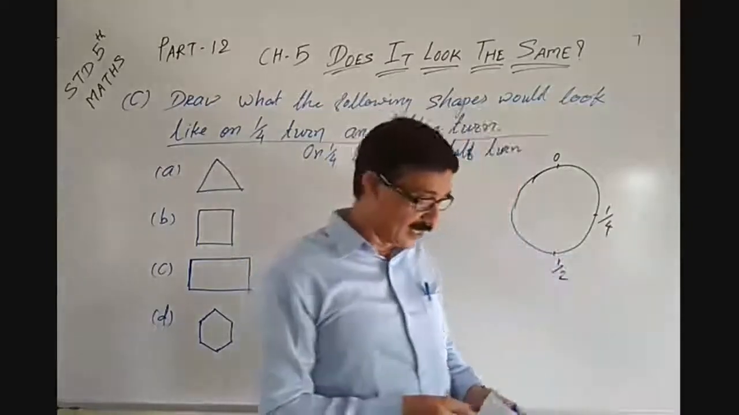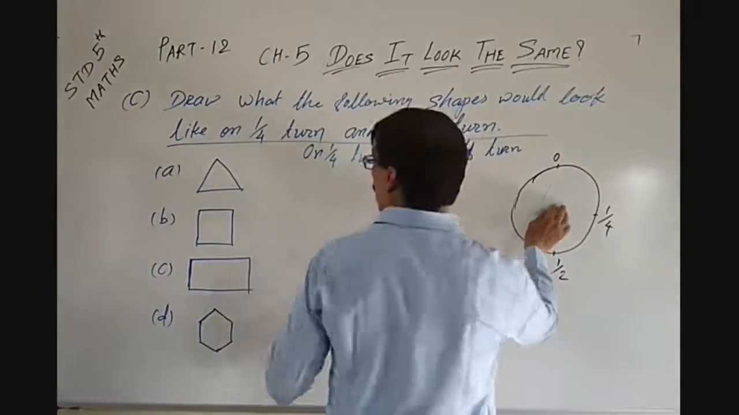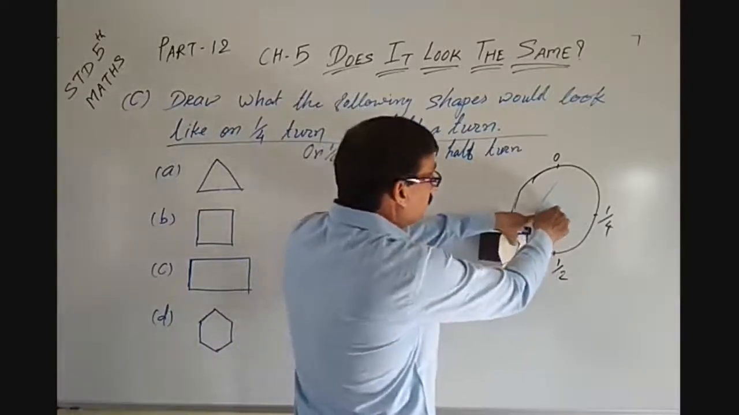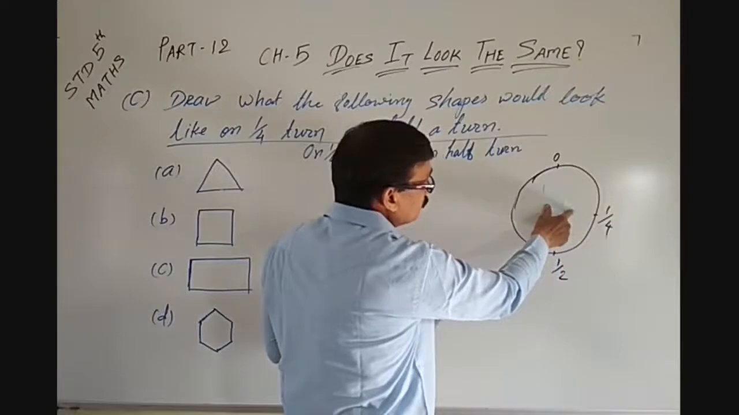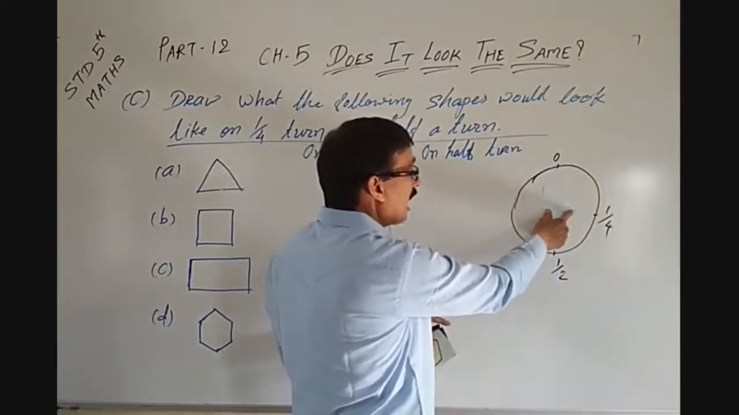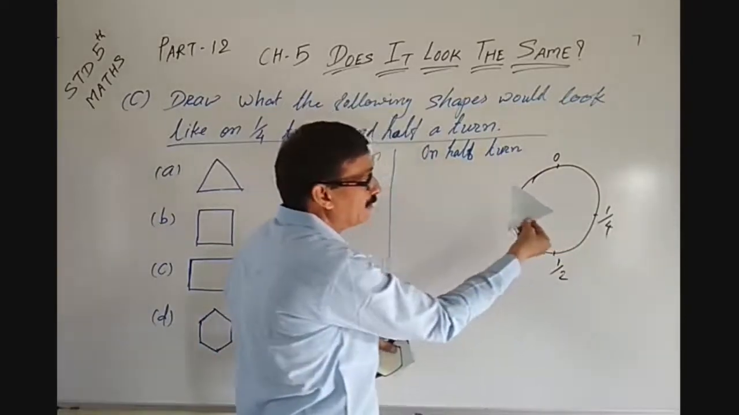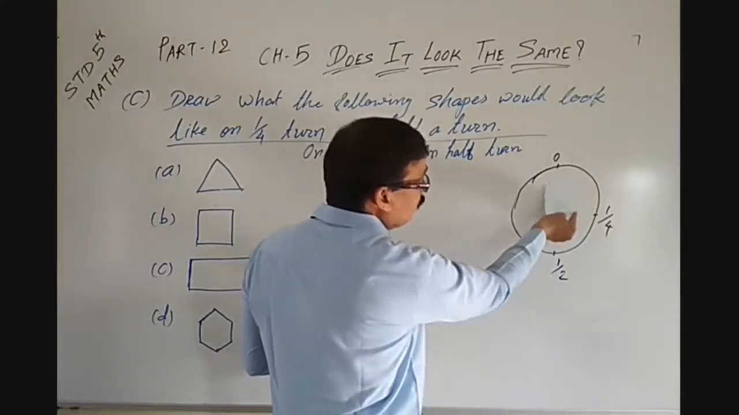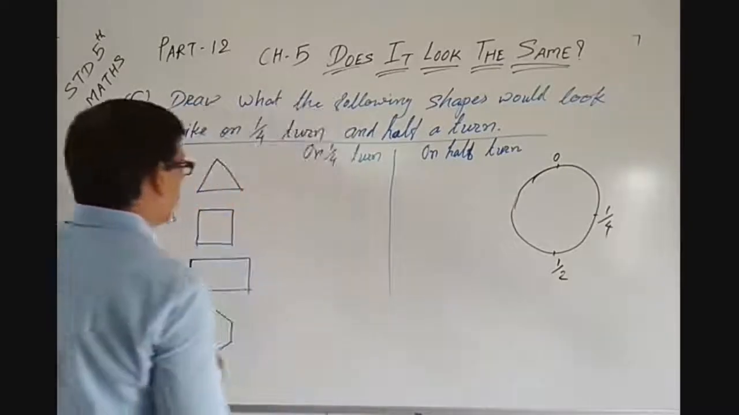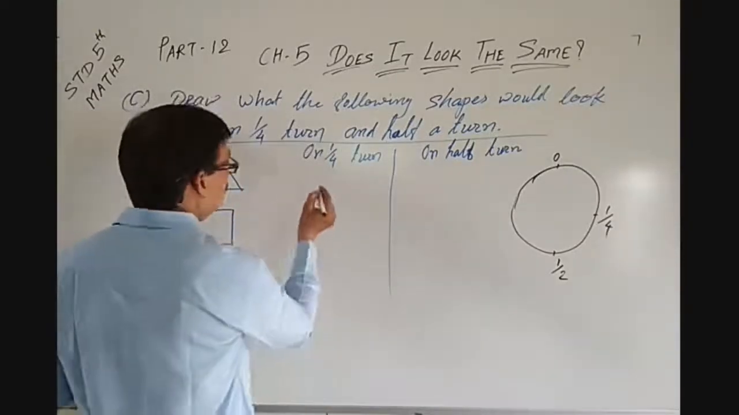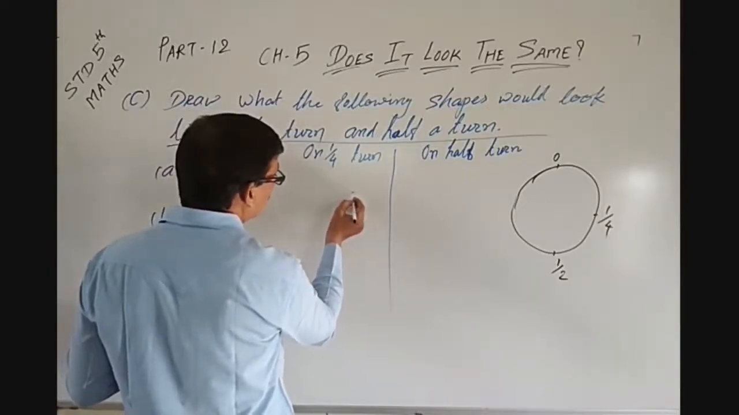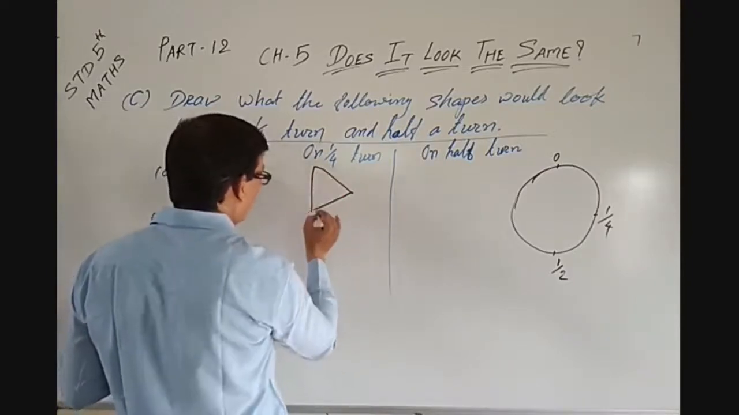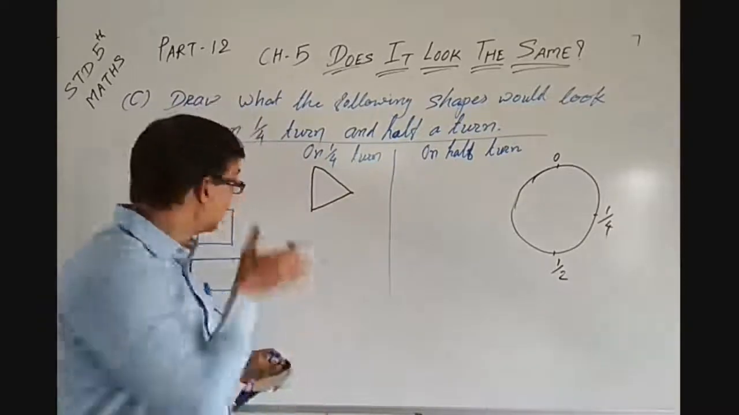Okay, now let me give it 1/4 turn. So this triangle looks the same as I kept it like this. Then give it half turn. How does it look? You can see it will look like this one, isn't it? So this arrow will come over here on 1/4 turn. So let me draw on 1/4 turn. This one will look something like this. So let me draw this triangle. Okay, on 1/4 turn it will look something like this.